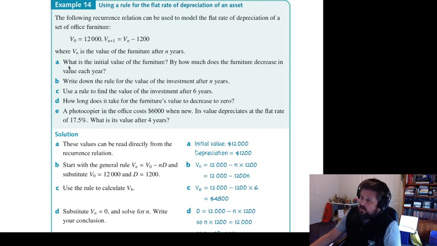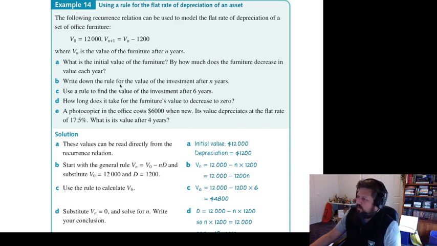So even that sort of answers what I've said here in the first part. What is the initial value of the furniture? As I said, it started off V0 at $12,000. It must have been a really, really nice, comfy office chair. And every year it's asking what it decreases in value. It's going down $1,200. So the depreciation each year is $1,200.